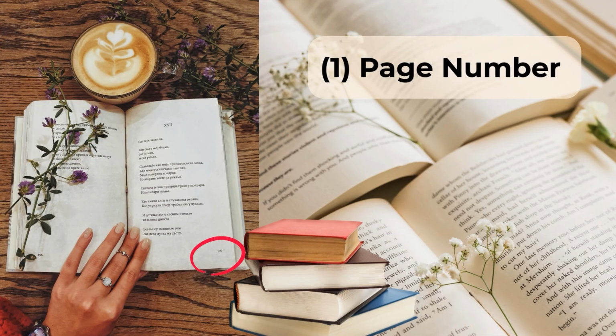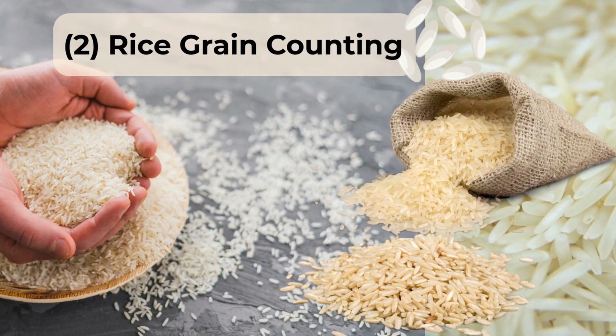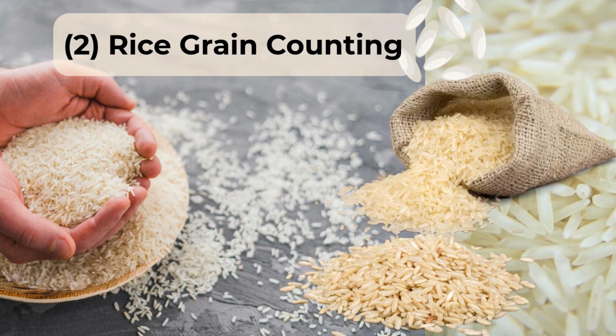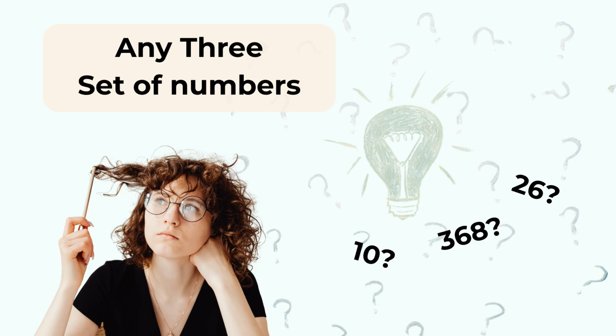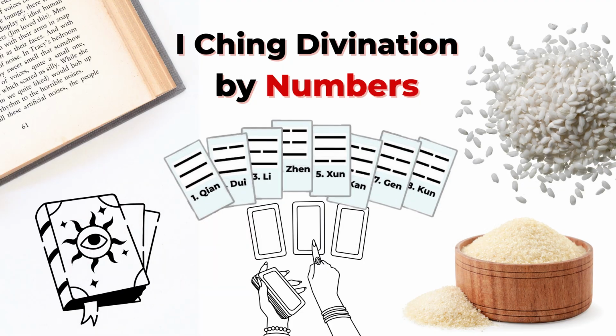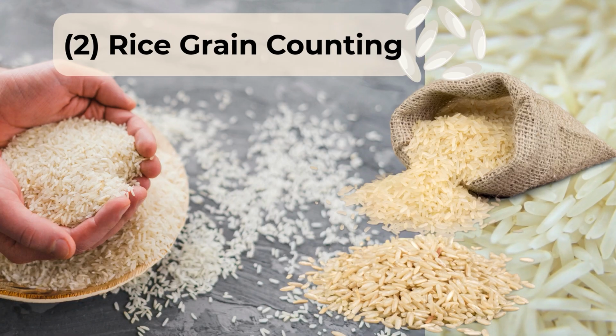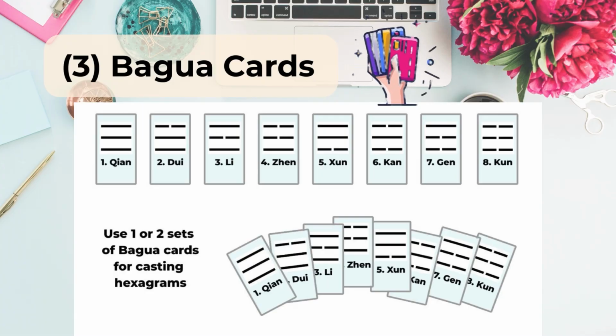You can use the page number of any book, or you can pick out some rice grain and count the numbers, or you can use Bagua cards. So there will be 8 cards or 8 numbers and work from there. Or actually you can use any 3 sets of numbers or even 2 sets. When you are thinking about a question you want to answer and look around your surroundings, if you see some numbers that stand out to you, you can use those numbers too. And today I'm going to show you the page number, the rice grain counting, and the Bagua cards method.